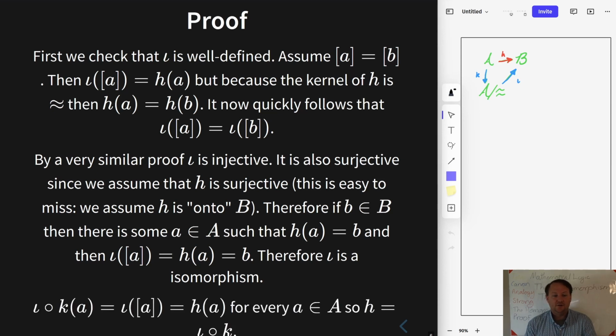Finally, we need to know this fact about the composition, and it's pretty easy, right? Because if we just write down iota composed with kappa, evaluated on some element of A, then we first pass it into kappa. What does kappa do? It sends it to its equivalence class. Then what does iota of the equivalence class do? It sends it to the same thing that H does. Well, then that just means element by element, iota composed with kappa and H each send the same things to the same things, so they are the same map.